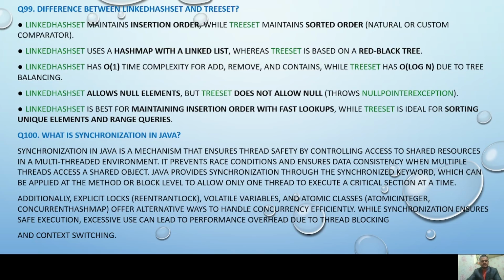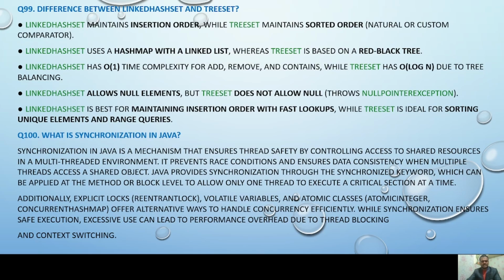Next question. What is synchronization in Java? Synchronization in Java is a mechanism that ensures thread safety by controlling access to shared resources in a multi-threaded environment. It prevents race conditions and ensures data consistency when multiple threads access a shared object. Java provides synchronization through the synchronized keyword, which can be applied at the method or block level to allow only one thread to execute a critical section at a time.